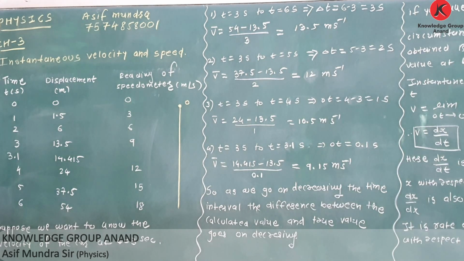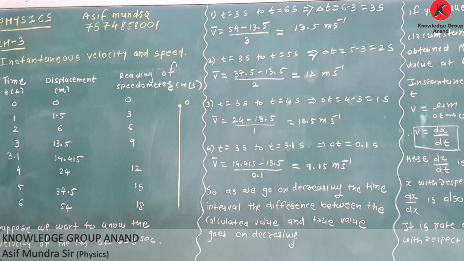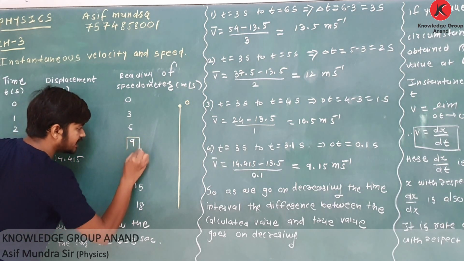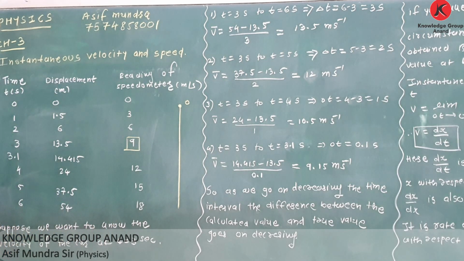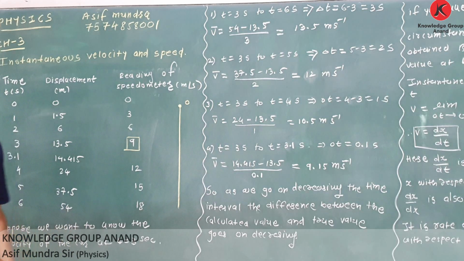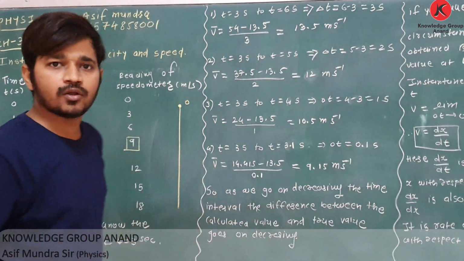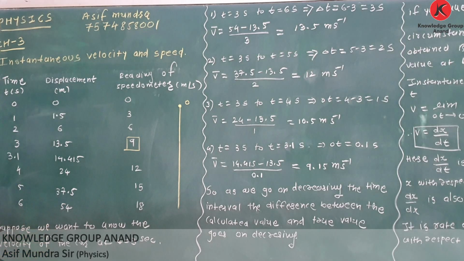Now, what do we have to find? Suppose we want to know the velocity of the car at t equal to 3 seconds. We know its instantaneous value at time t equal to 3 seconds. What is its instantaneous value? 9 meter per second. But how to calculate it? How to relate it with average velocity?